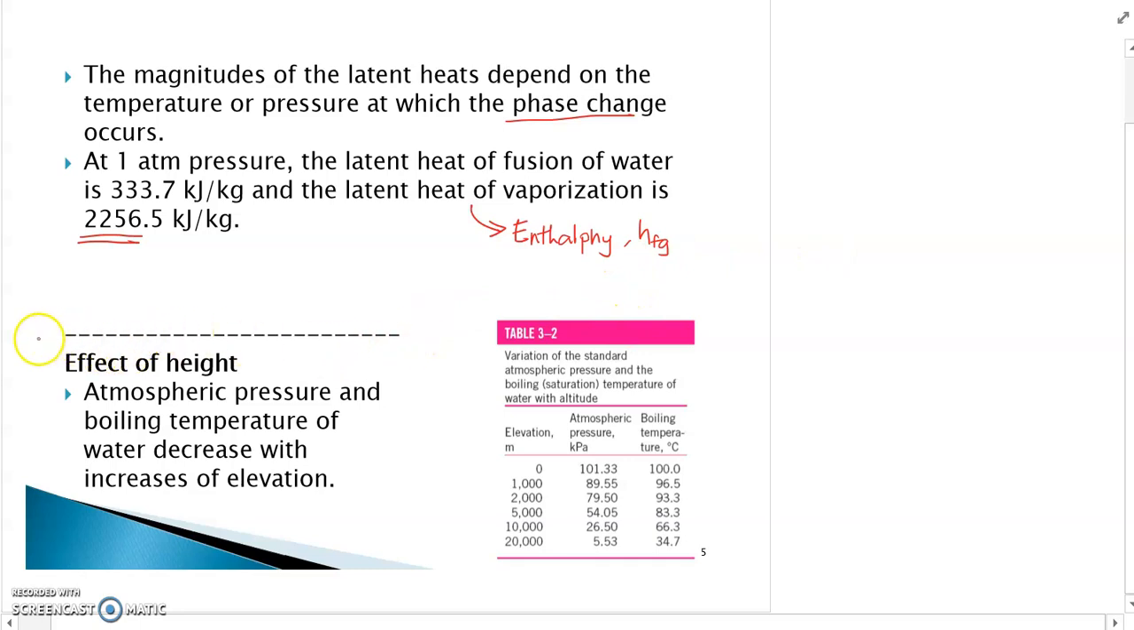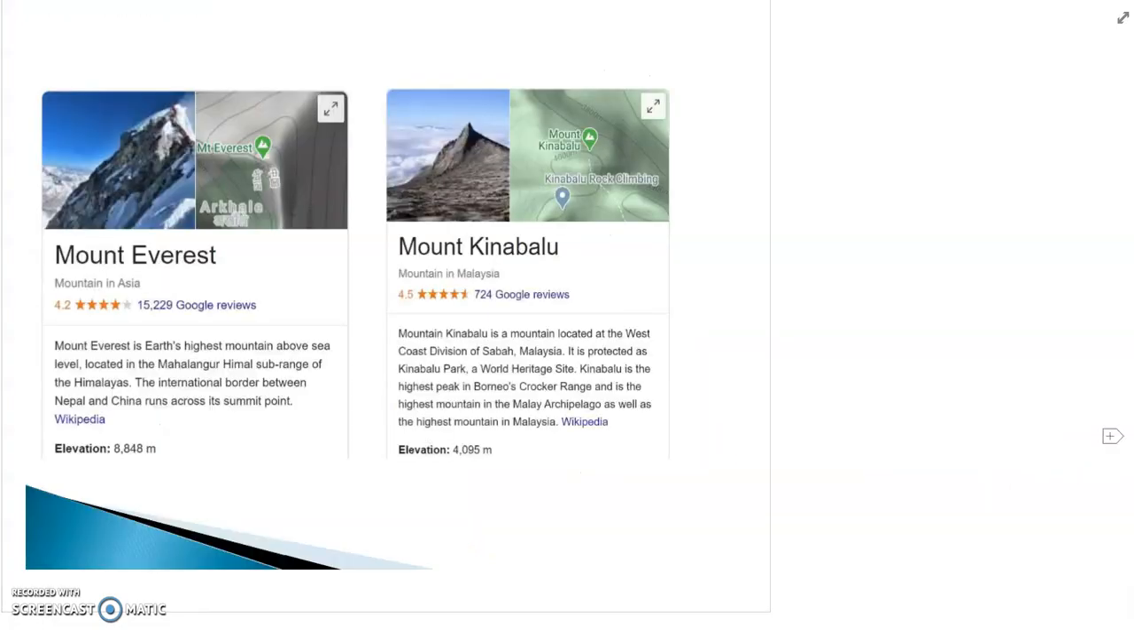Okay, and we could also see the effect of height on your pressure and temperature. So atmospheric pressure and boiling temperature of water decrease with increase of elevation. So this means you can see the difference when you want to boil water at sea level and you compare it with boiling water at the top of a mountain. Okay, so here, in this slide I have the height of Mount Everest.